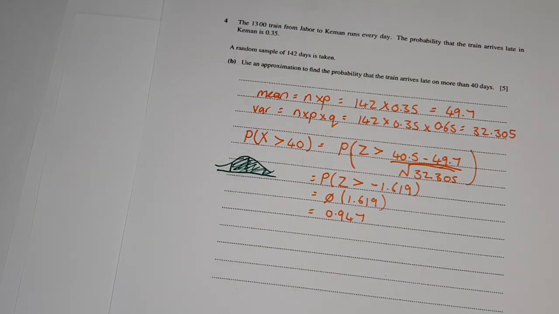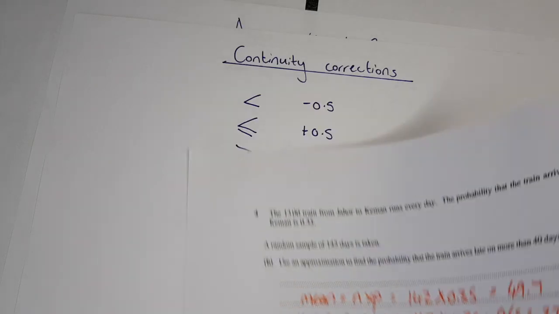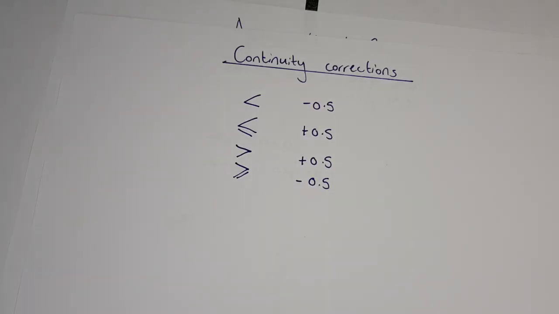And that is how we solve for approximations. So as you can see, we pretty much do exactly the same thing for every single question. The only tricky bit is to remember when to add and when to subtract these 0.5s. And if you can remember that, then it's an easy 5 marks to get in your exam.